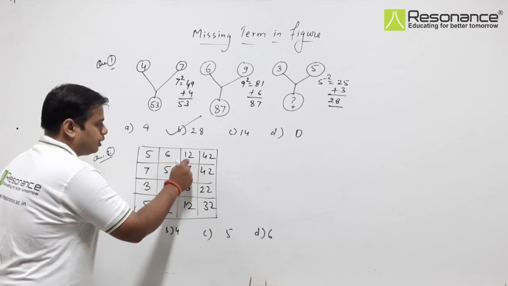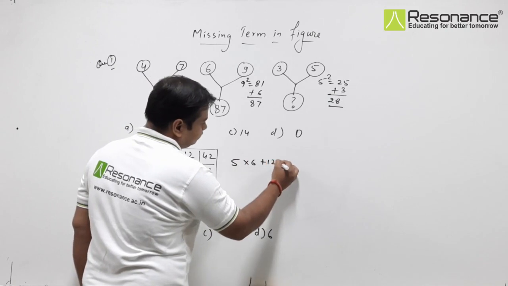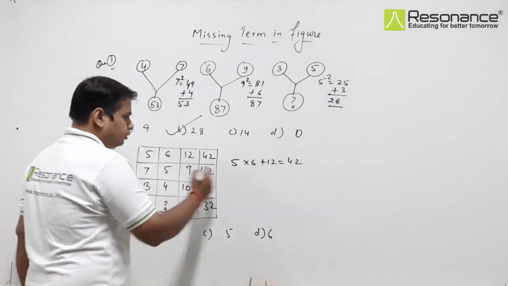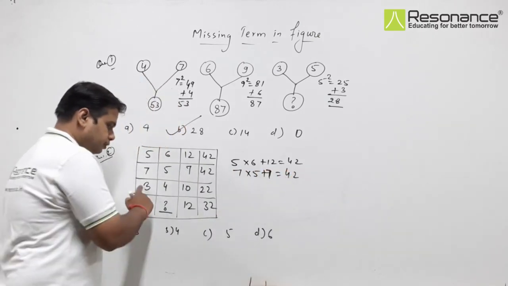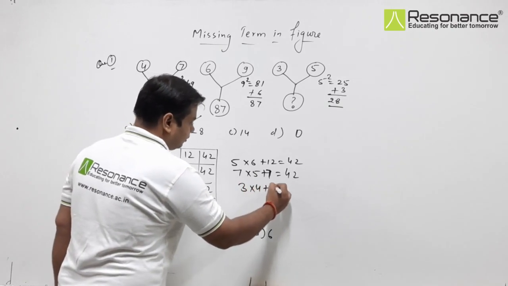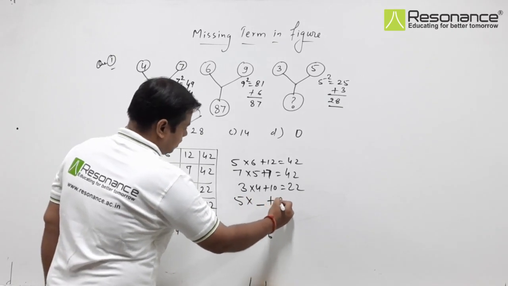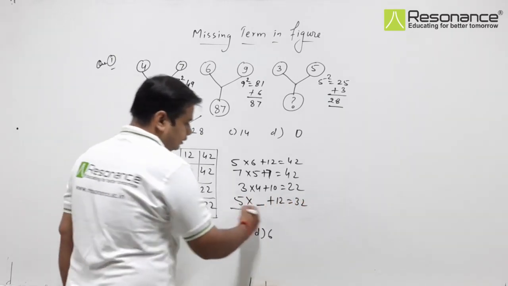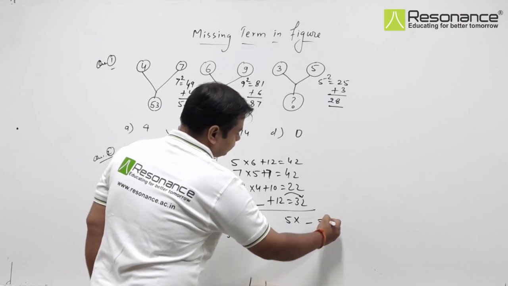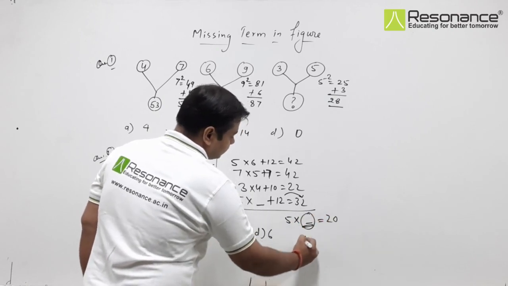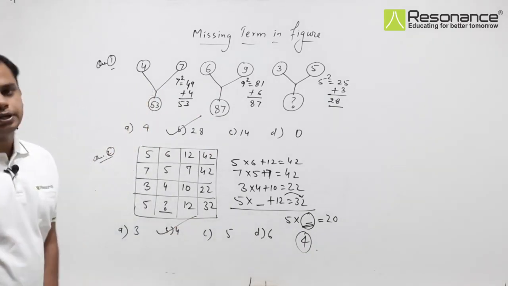5, 6 and 12 will make 42. How? 5 into 6 plus 12 is 42. 7 into 5 plus 7 is also 42. 3 into 4 plus 10 is 22. So now 5 into question mark plus 12 is 32. If we solve this equation, 12 subtracted from 32, 5 into question mark is 20. So the value of this place is 4. Option B is the correct answer.